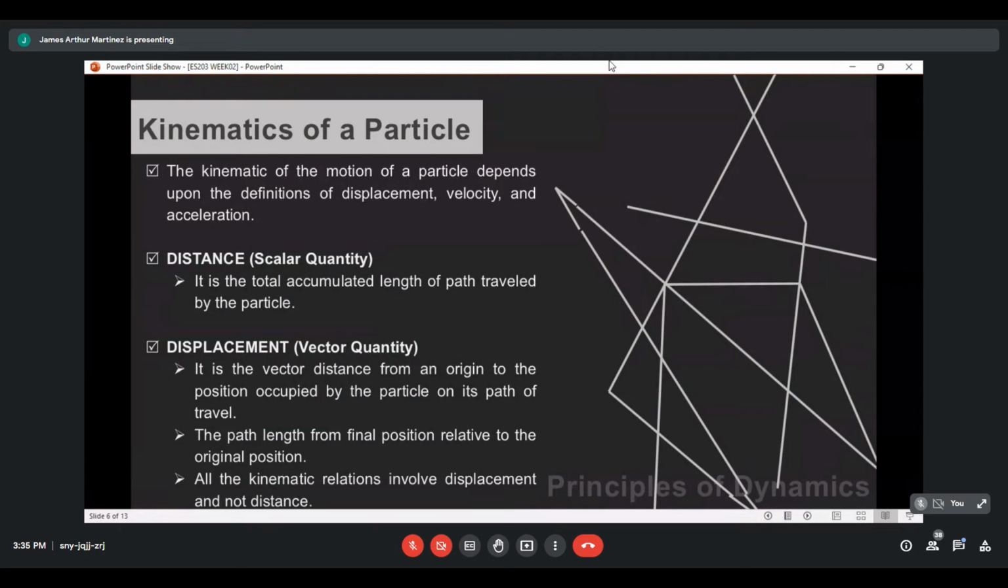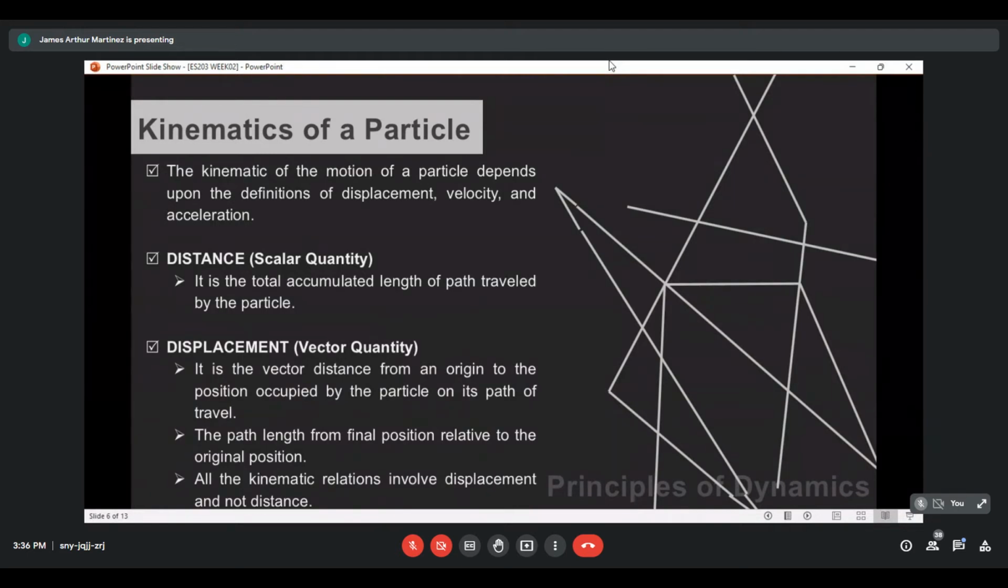First, displacement. More likely, displacement belongs to position, right? Position has a scalar and a vector quantity, and these are what we call distance and displacement. Distance is the scalar quantity, and it is defined as the total accumulated length of the path traveled by the particle. Since distance is scalar, only its magnitude, or the quantity of the distance, matters. Its direction does not matter.